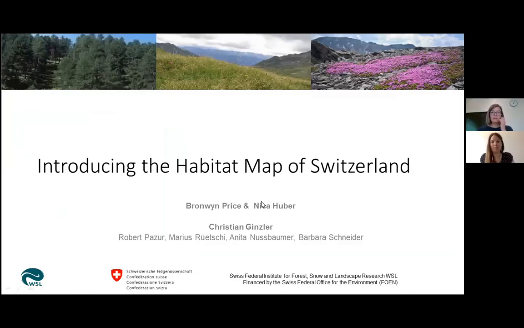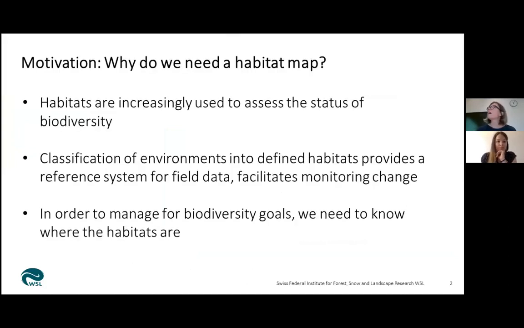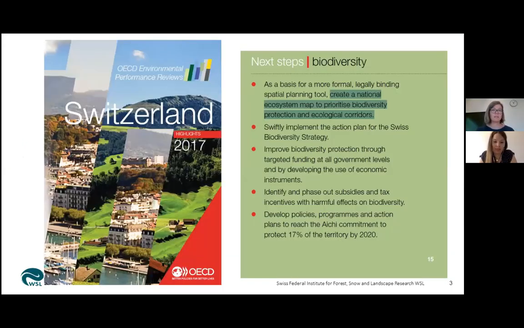Okay. So, the plan today is to introduce the habitat map of Switzerland that we've been working on for the past 2 years. And we started this project thinking about why we need a habitat map. And as we all know, habitats are increasingly used to assess the status of biodiversity, and the classification of environments into defined habitats provides us with a reference system for field data and facilitates monitoring of change. And if we want to manage for biodiversity goals, we need to know where habitats are.